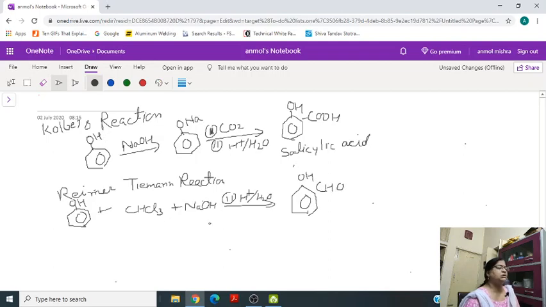OHC-C6H4-OH, and if we replace chloroform by CCl4, all the reagents will be same, then it forms salicylic acid.